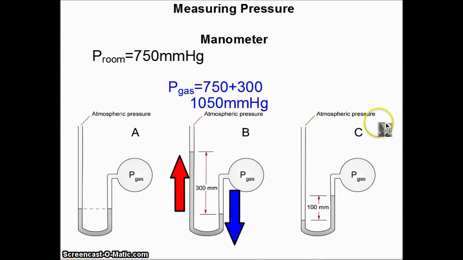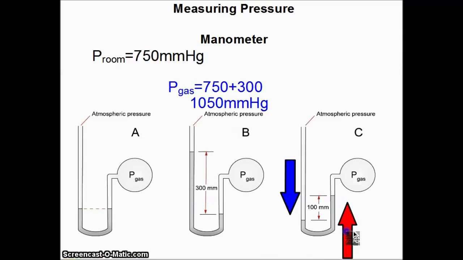Now if we look at this example here, the room pressure is going to be more and can push the mercury further down the tube, pushing it up towards the actual gas here.